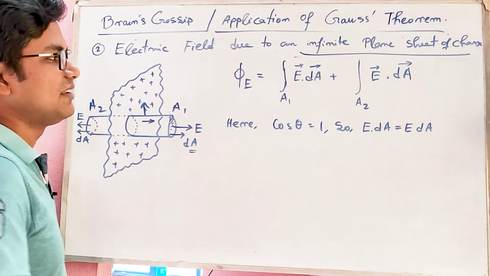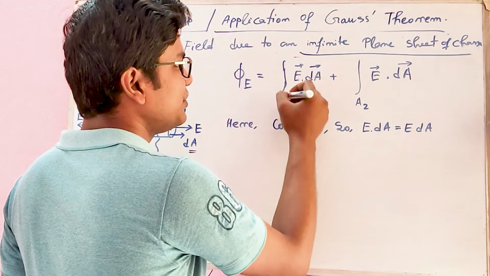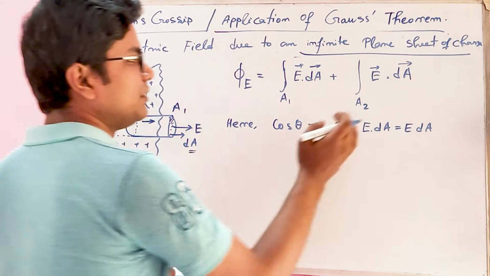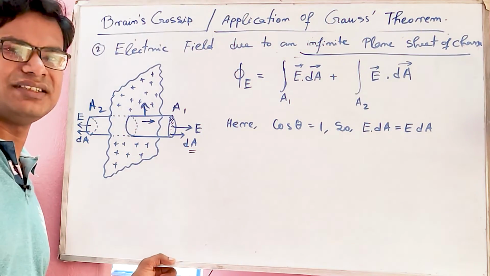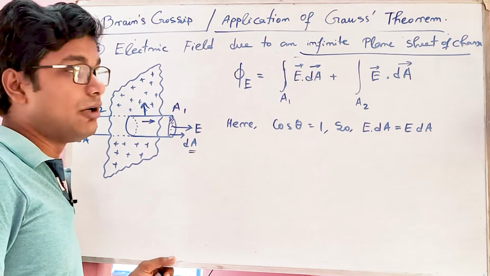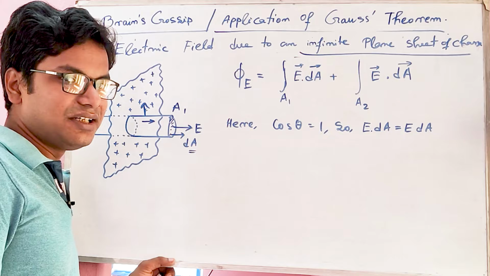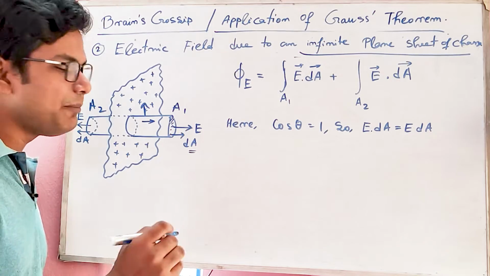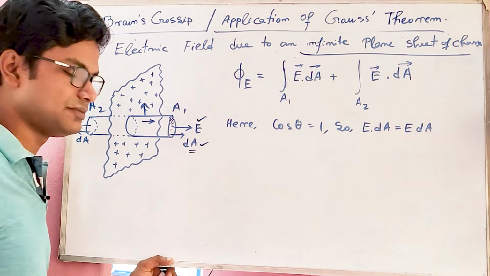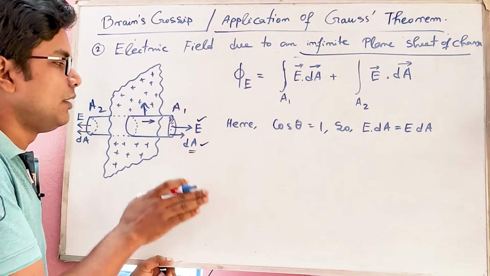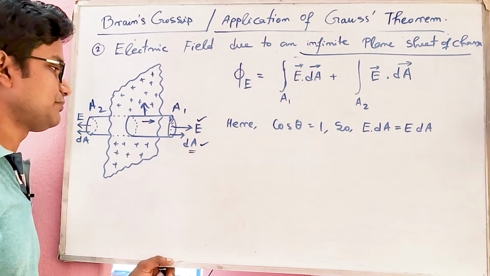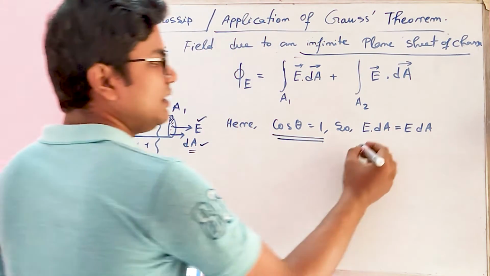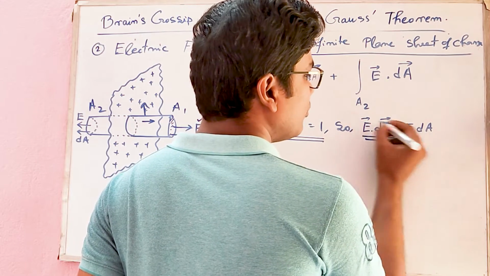Now electric flux for this A1 is integration over E dot dA, and for this portion A2, integration over A2 E dot dA. That is quite simple, that is quite obvious. Now E and dA are vector quantities, so we have to find out the scalar component of area vector, and here the angle between E vector and A vector, that is dA, is 0 because both of them are in the same direction. So cos theta equals 1, so we can write E dot dA equals E dA.